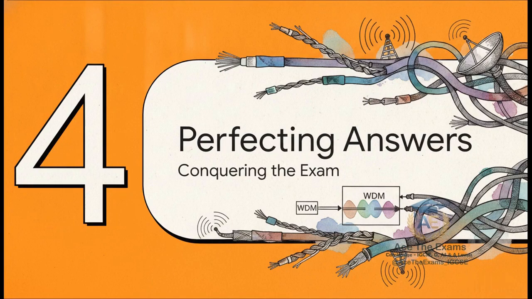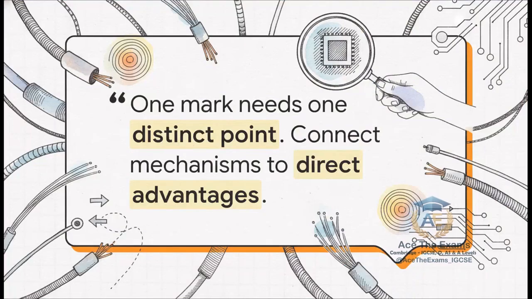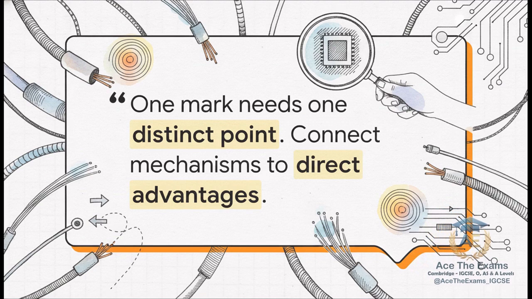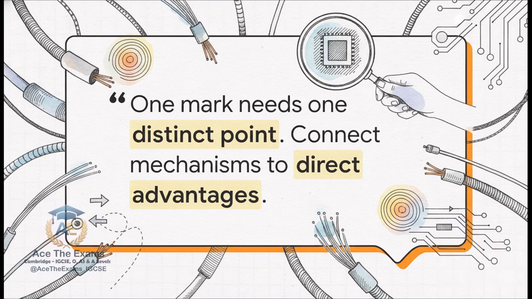Section 4. Perfecting your exam answer. Let's bring it all together. All right, here is that hidden examiner clue I promised you earlier. Listen closely. In Cambridge IGCSE Computer Science, generic answers will lose your marks. It's that simple. 1 mark requires one distinct technical point. You absolutely cannot just repeat the same idea. You have to explicitly connect a cable's physical structure to its specific data transmission advantage. And crucially, you must use the exact scenario nouns provided in the exam prompt.